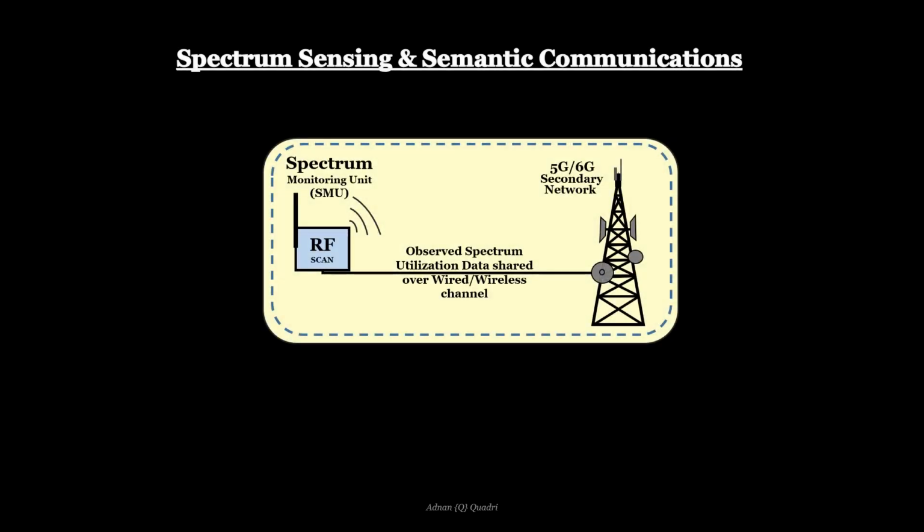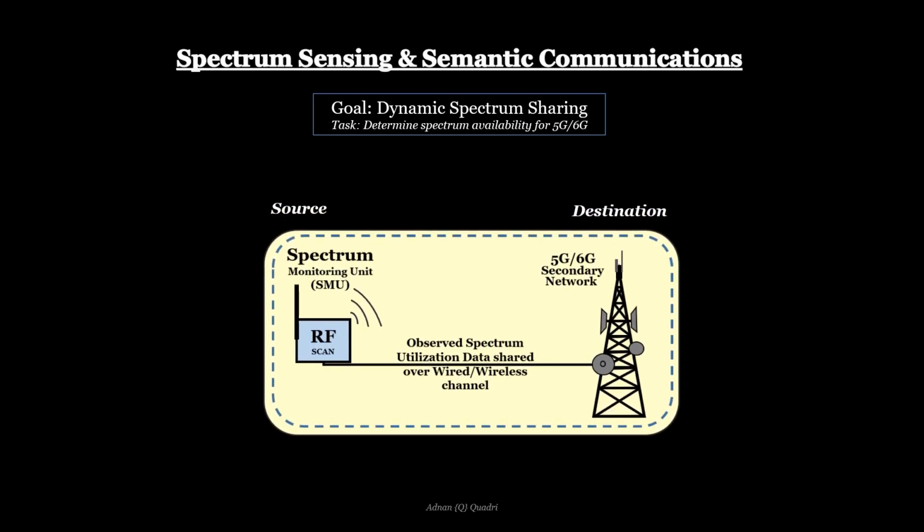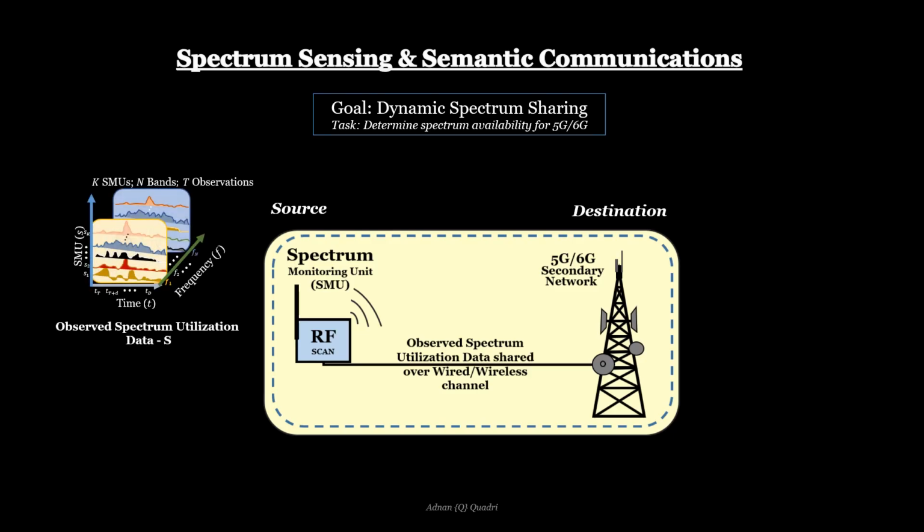To keep these secondary networks informed, the SMUs have to transmit the monitored spectrum utilization data at regular intervals. Typically, for a small observation window, the SMUs collect a significant amount of sensing data, and even with data compression, sharing the observed data with the commercial networks is a challenge. However, the semantic features of the spectrum utilization data will have all the necessary information about the utilization pattern of our desired frequency bands and can also be encoded into a low-dimensional representation by a semantic encoder.